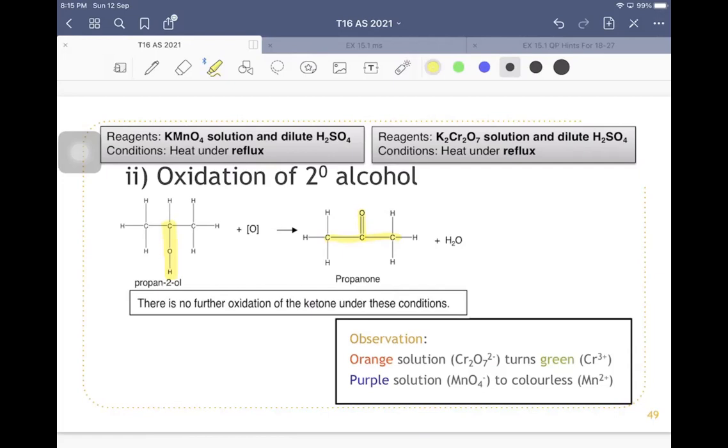Observation would be the same because you used the same oxidizing agent as for the primary alcohol. If you're using potassium dichromate, you would expect to see orange turning into green. If you're using potassium manganate, then expect your purple solution of potassium manganate to be decolorized. Okay, please do not use the word transparent.